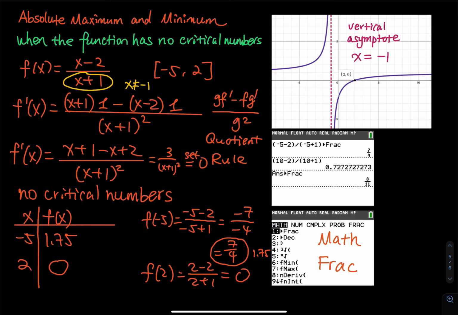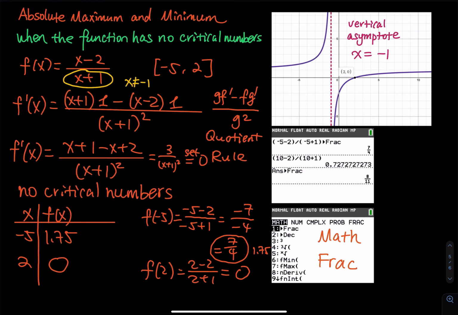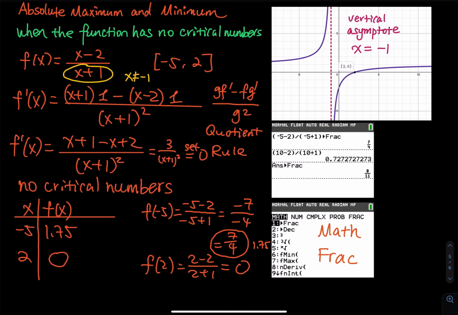Take a look. 10 minus 2 divided by 10 plus 1. You have 8 divided by 11, and you have an approximation. The online system doesn't accept that. Once you ask the calculator to put that into a fraction, 8 over 11, then you can just put that into your online homework system. All right, so 1.75 versus 0. Of course, 0 is smaller, so this is the absolute minimum at 2 comma 0, and this is the absolute maximum. So when I input my answer online, I will input negative 5 comma 7/4.